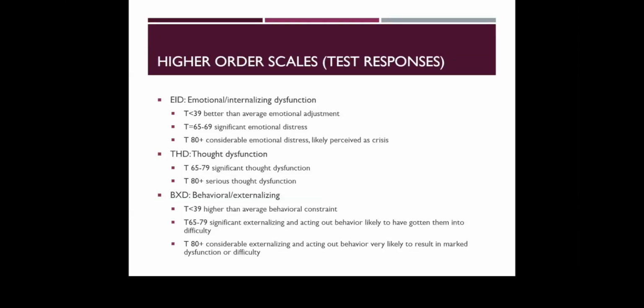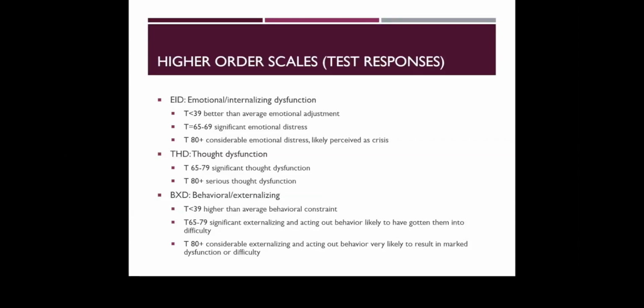The higher order scales really are truly higher order broadband measures of psychological dysfunction. And you can be elevated on more than one of them. These aren't orthogonal factors or anything. These are big dimensions of psychopathology. In fact, you can see the internalizing, externalizing kinds of thing that we know comes out in child research as well as adult research.